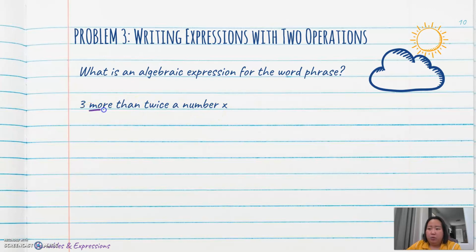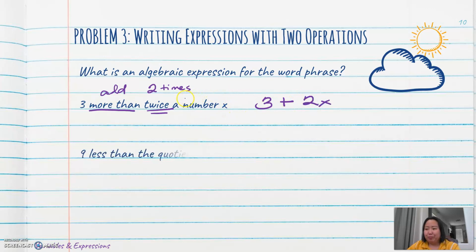So we already know that more than is addition. The word twice simply means 2 times. Okay, so we know that there's addition and multiplication involved. So how are we going to write this expression? So this will be 3 plus 2 times the variable x. So that will be 3 plus 2x.